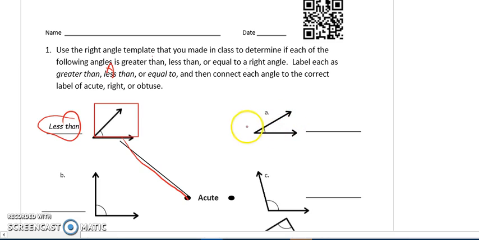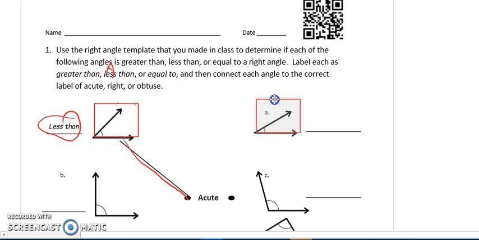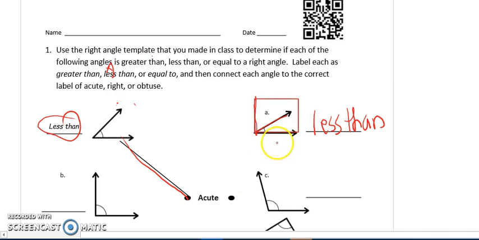Now let's look at A. If I put my little shape in there and I bring it over, you can put your corner right in, put it right in the vertex. I can see that it cuts through, so I know that has to be acute. It's less than 90 degrees. It doesn't go all the way up, it's smaller than that, so it's acute.